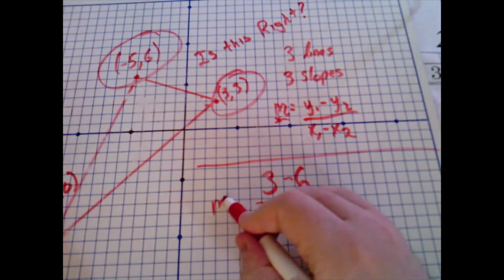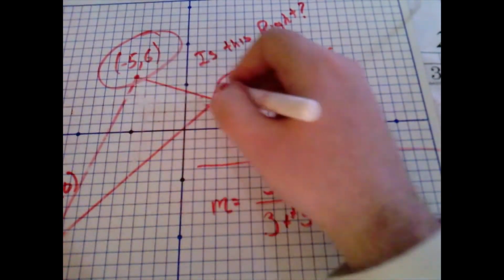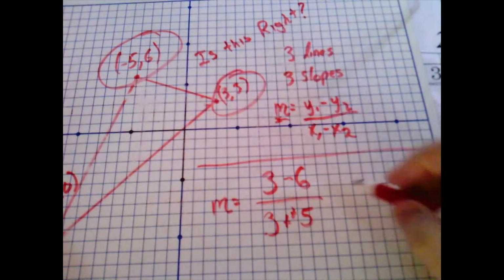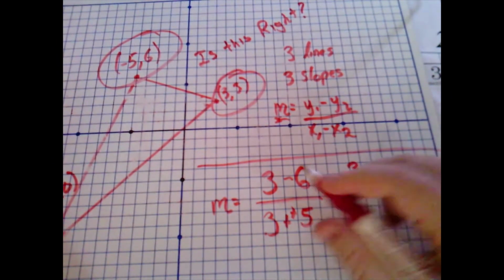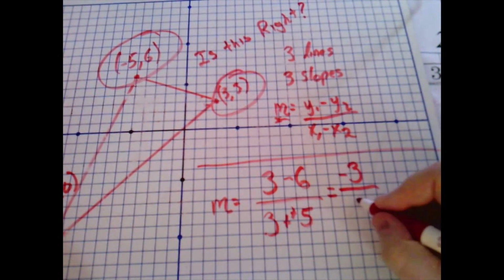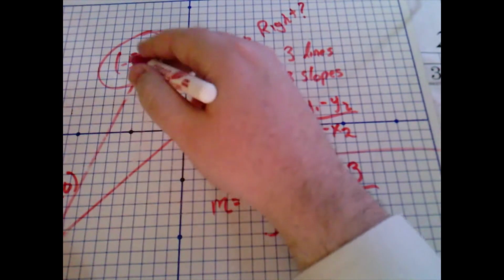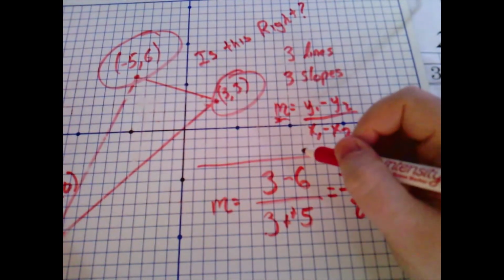All right, so the slope for this line here is going to be equal to this. And 3 minus 6, what is that again? That's negative 3. And 3 plus 5 is 8. So it looks like we have here a slope of negative 3 over 8.